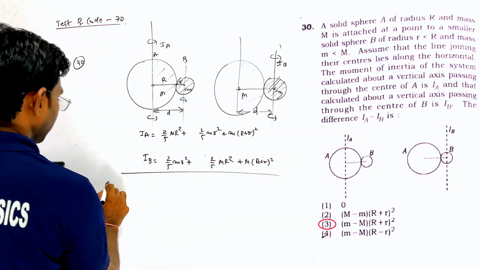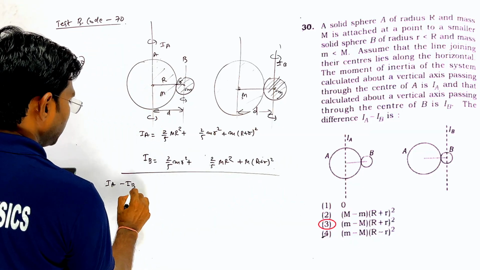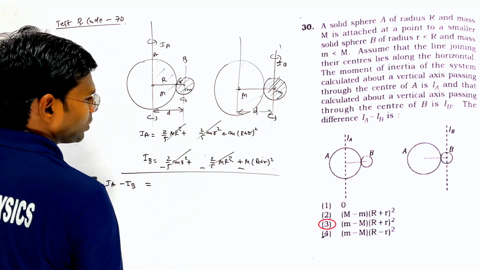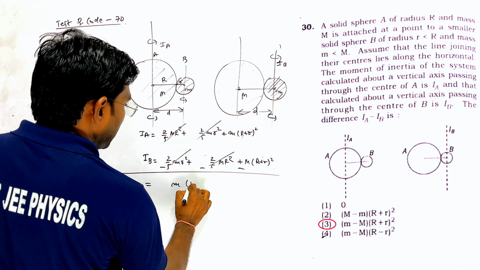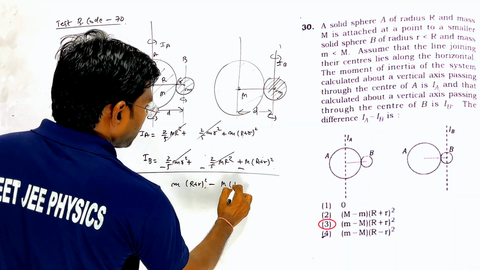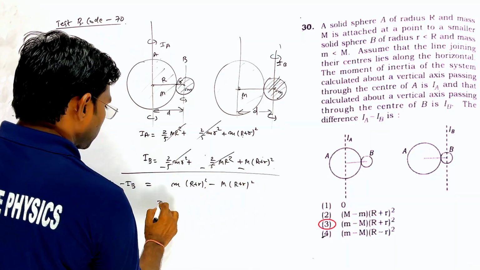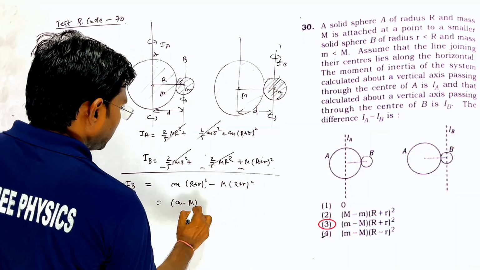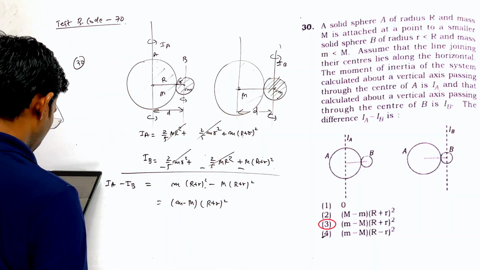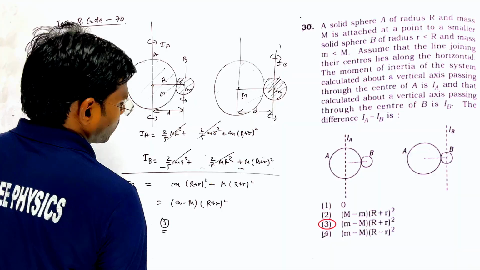What are they asking? They are asking Ia minus Ib. If you subtract, this will cancel, this will also cancel. Here m into (R plus r) whole square minus capital M into (R plus r) whole square. It is (m minus capital M) into (R plus r) whole square. Is it clear or not? So the third option is the correct option.